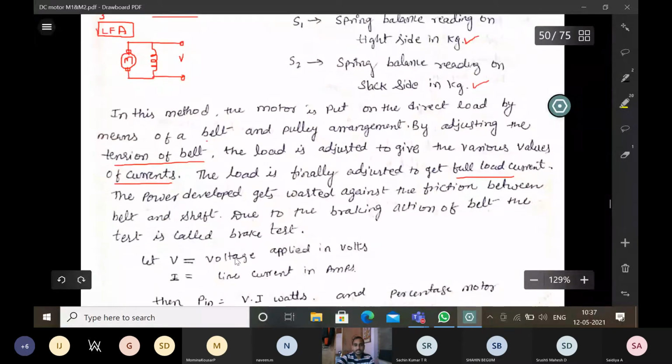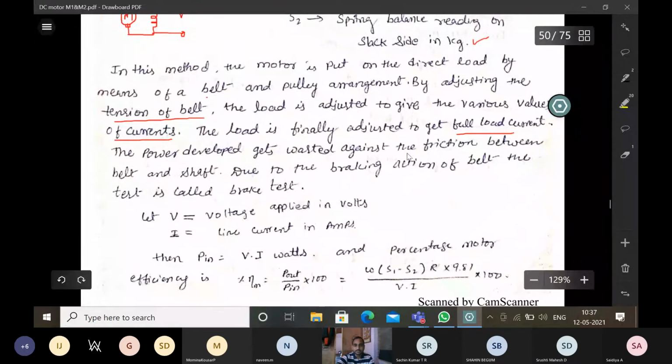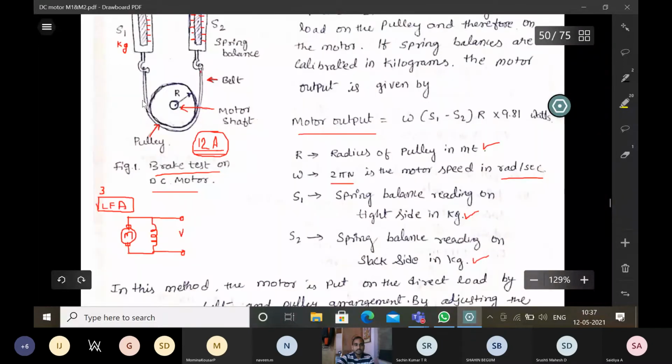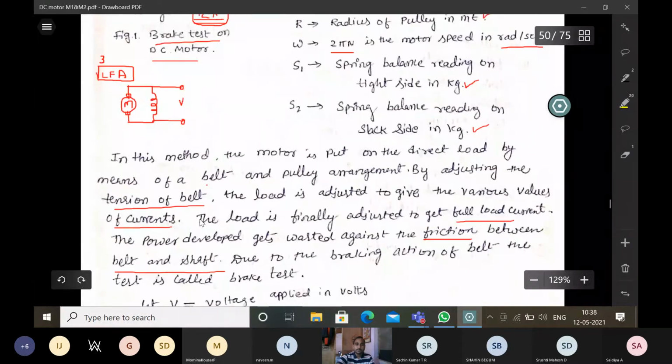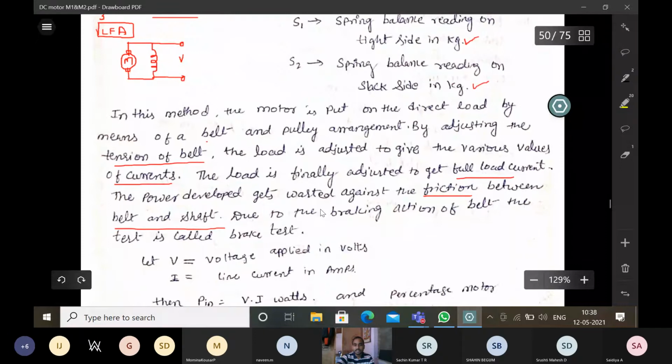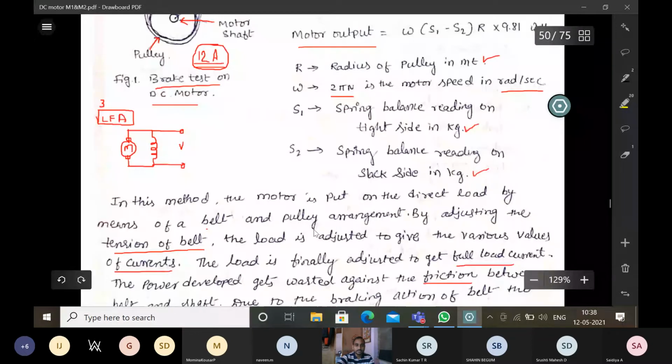The power developed gets wasted against friction, because friction will happen as it is a rotating machine. We have friction between the belt and shaft. Because of this, some mechanical losses, friction and windage losses will occur. Due to the braking action of the belt, the test is called a brake test.